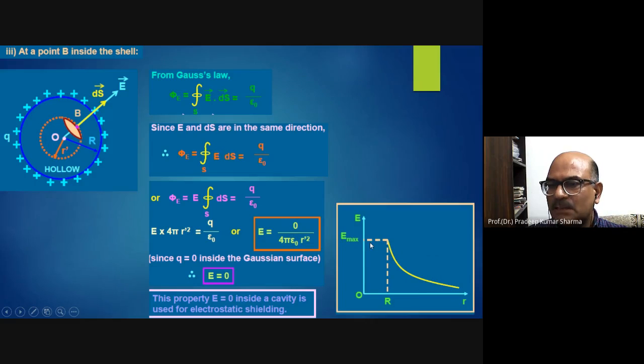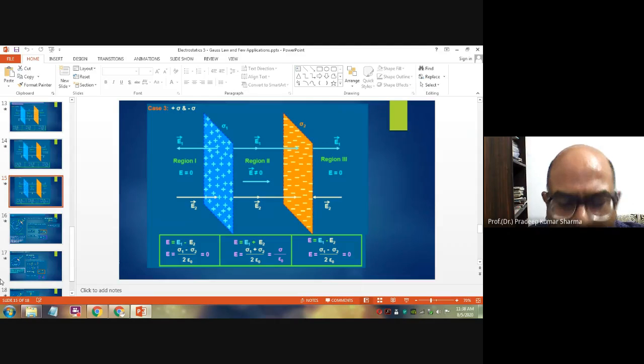The maximum value we receive is at capital R, and after that, when we are moving outward in this direction, the value of the electric field decreases. So this is the discussion I had to make with you.